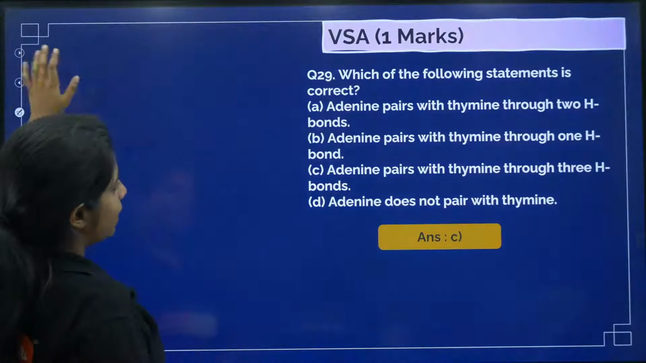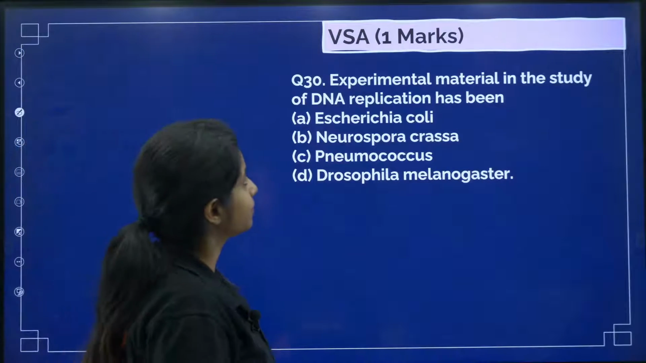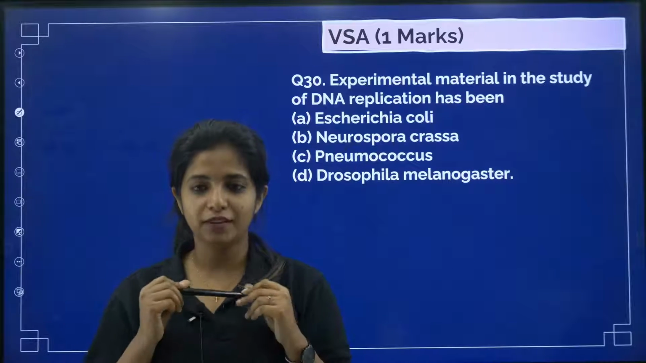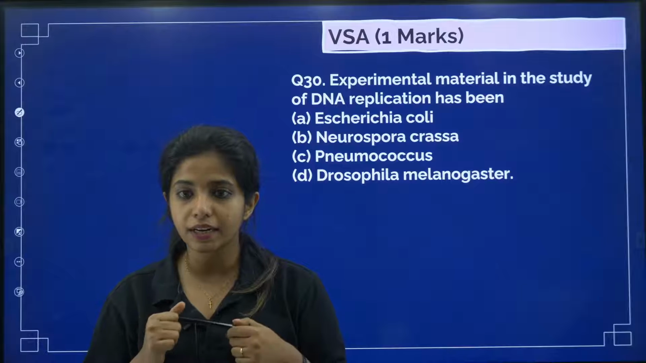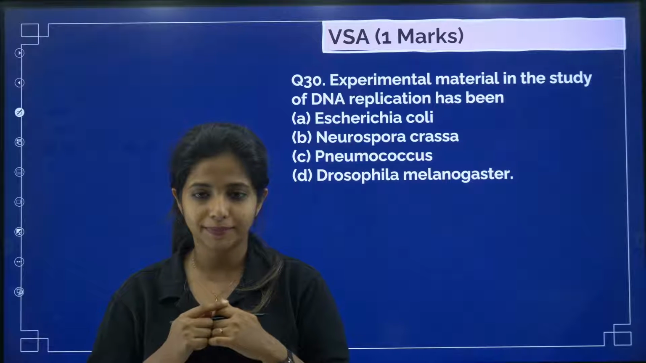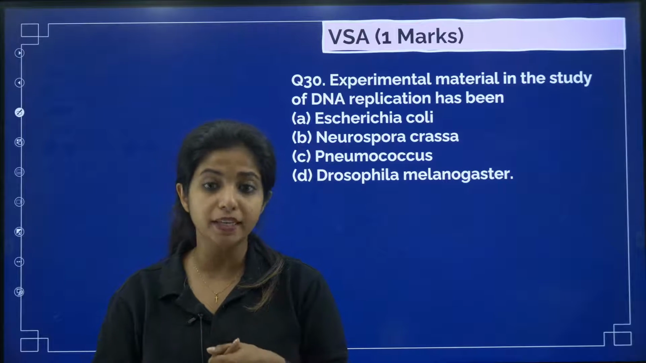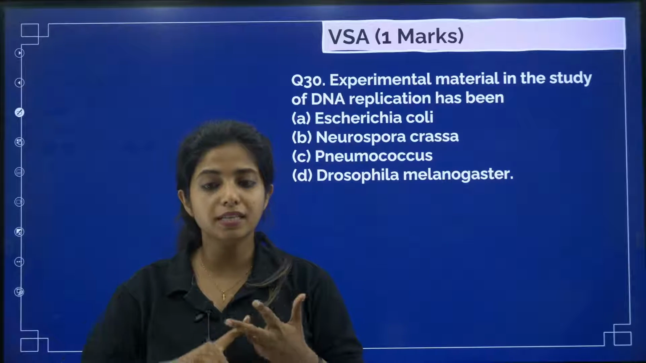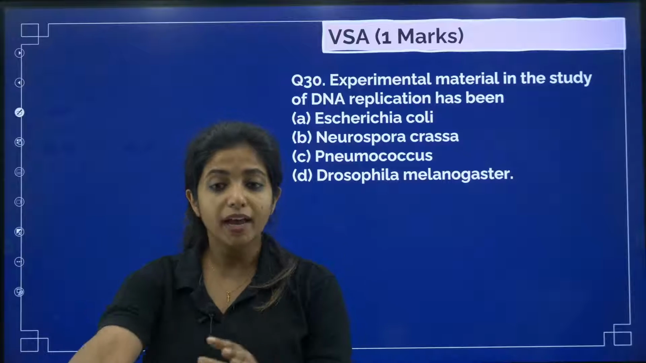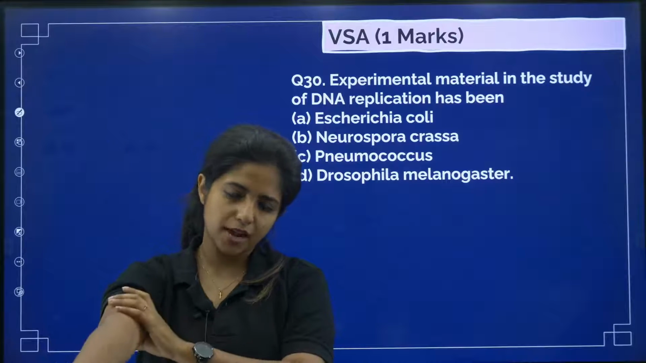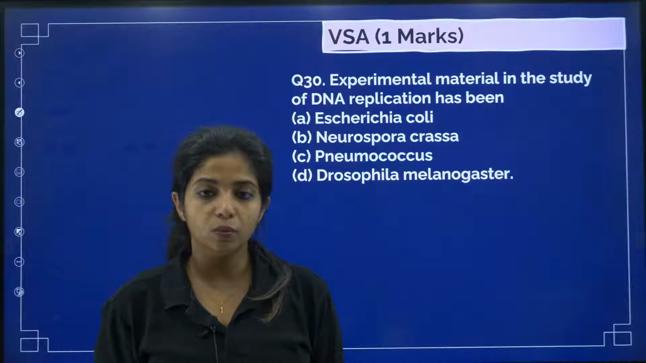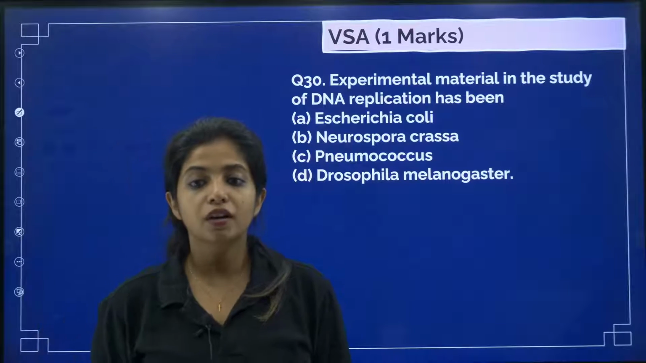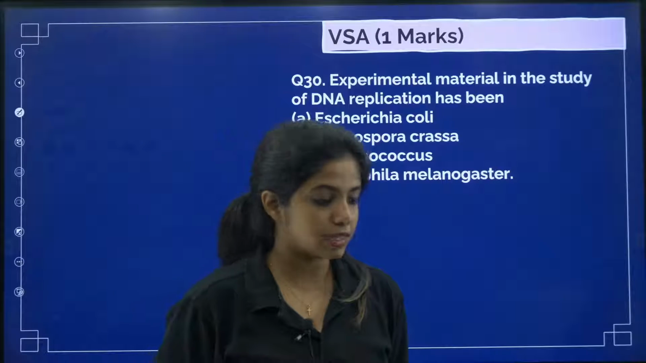Chalo. Last question, with this we are going to complete the life. Experimental material in the study of DNA replication has been. I told you the DNA replication study was done by Meselson and Stahl. But what was the organism used for this particular study? What was the experimental material for the experiment? Escherichia coli, Neurospora crassa, Pneumococcus, Drosophila melanogaster.